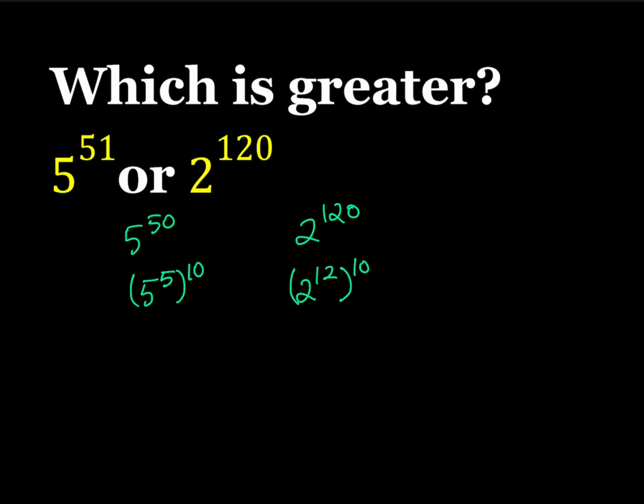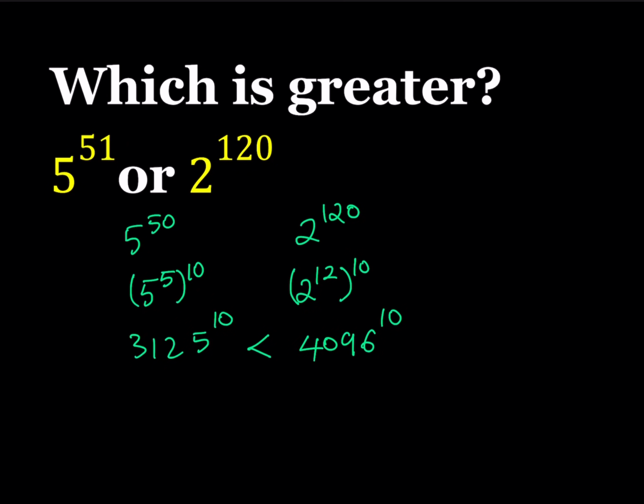Well, 5 to the 5th power is basically 3,125, and 2 to the power 12 is supposed to be 4,096. Now, as you can see here, 3,125 is less than 4,096. Obviously, when you raise them to the 10th power, the inequality will be preserved, right? They're going to be in the same order.